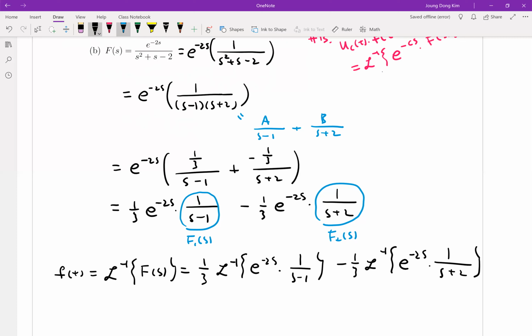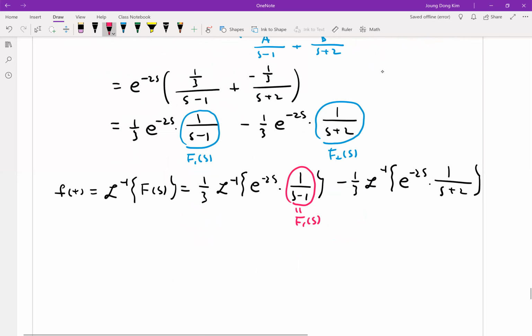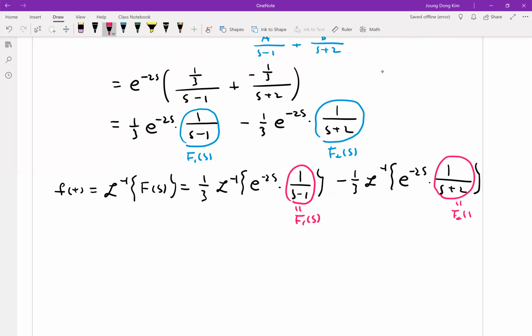Is that clear? Let me use a red color for this. This is F1 of s again, and this is F2 of s. What I want to do is find f1 of t and f2 of t, which are related to F1 of s and F2 of s. Here we go, where f1 of t is the inverse Laplace transform of F1 of s.